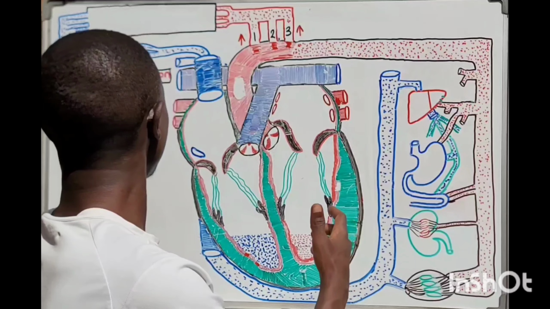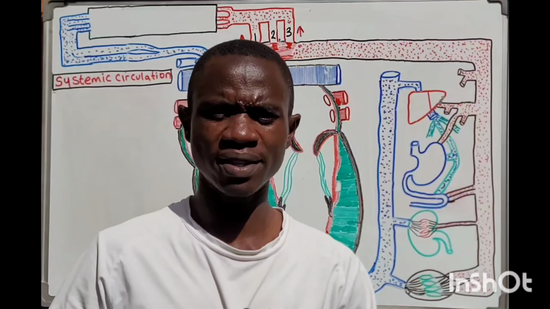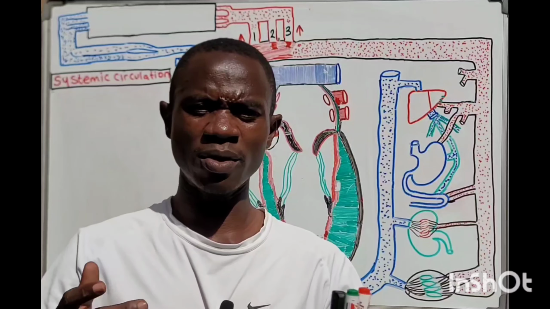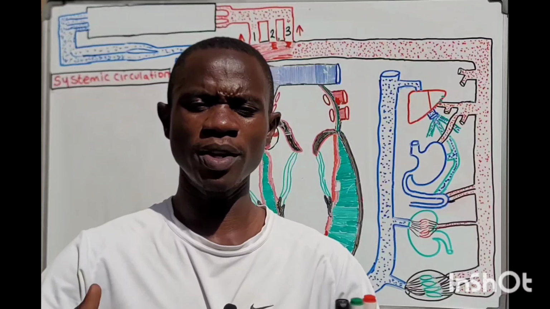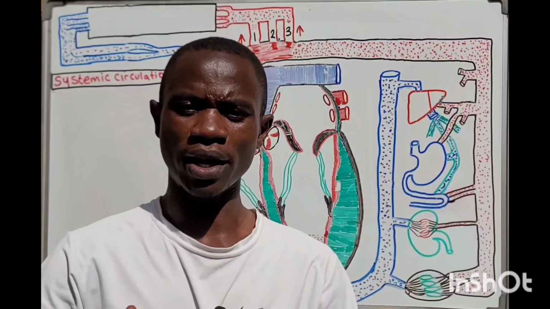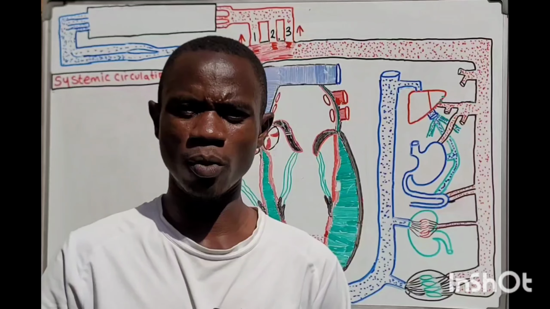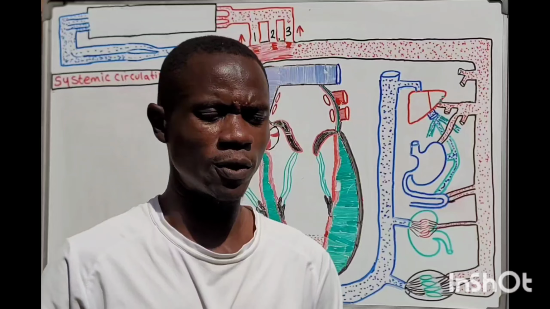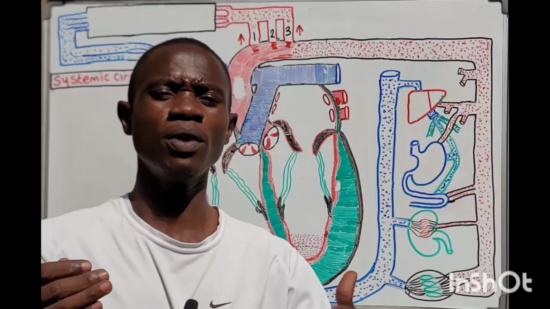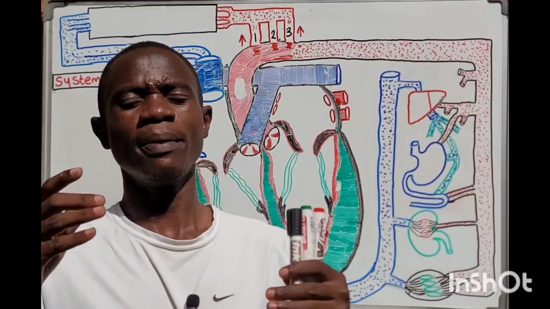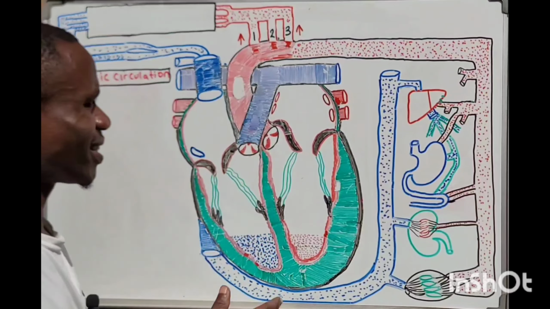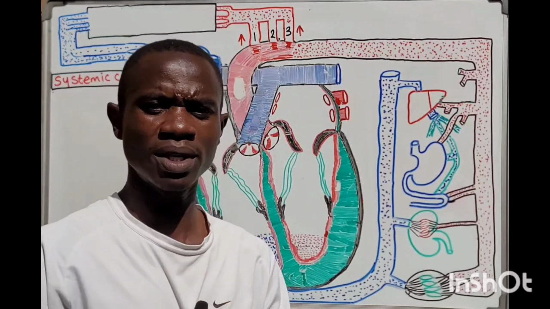When we talk about the systemic circulation, we need to first understand what systemic circulation is. Systemic circulation is the circulation which involves the movement of blood from the heart into the body tissues and then back to the heart. That's the general term we call the systemic circulation. It can also be called the greater circulation, or the peripheral circulation. Now, having seen all that, let's go ahead and look at the systemic circulation.